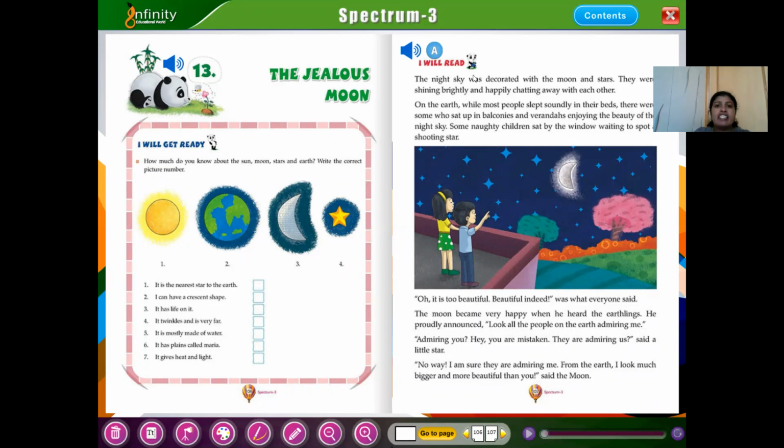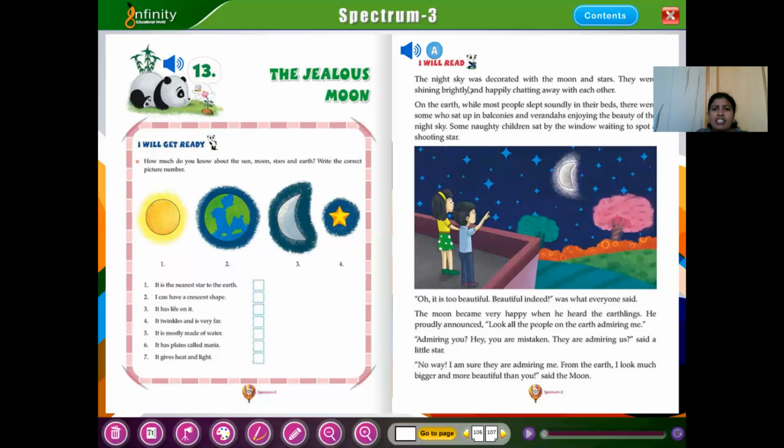Children, today let us discuss the story The Jealous Moon. Okay children, the night sky was decorated with the moon and the stars. They were shining brightly and happily chatting away with each other. Usually at night time, what can we see in the sky, children? Just observe this picture.